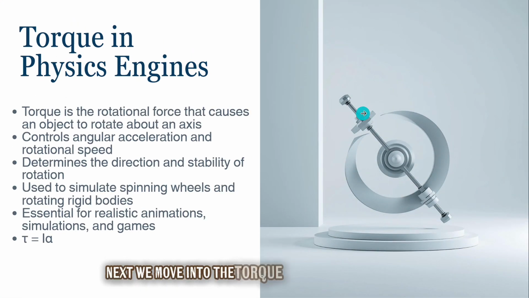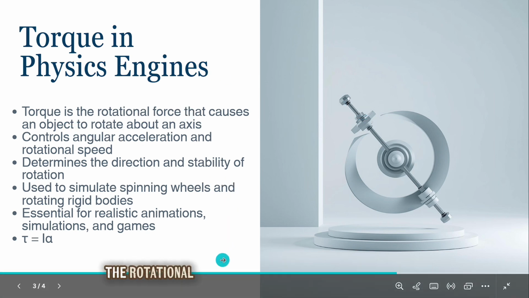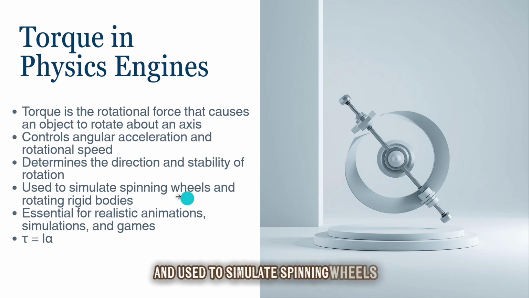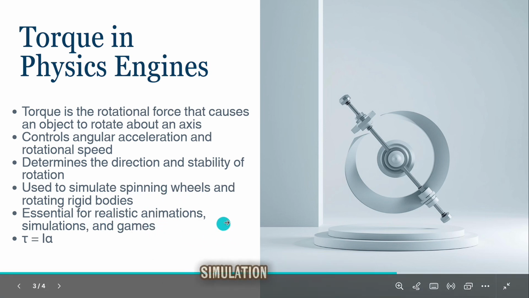Next, we move into torque in physics engines, where torque is the rotational force that causes an object to rotate about an axis. It controls angular acceleration and rotational speed, determines the direction and stability of rotation, and is used to simulate spinning wheels and rotating rigid bodies, essential for realistic animation, simulation, and games.